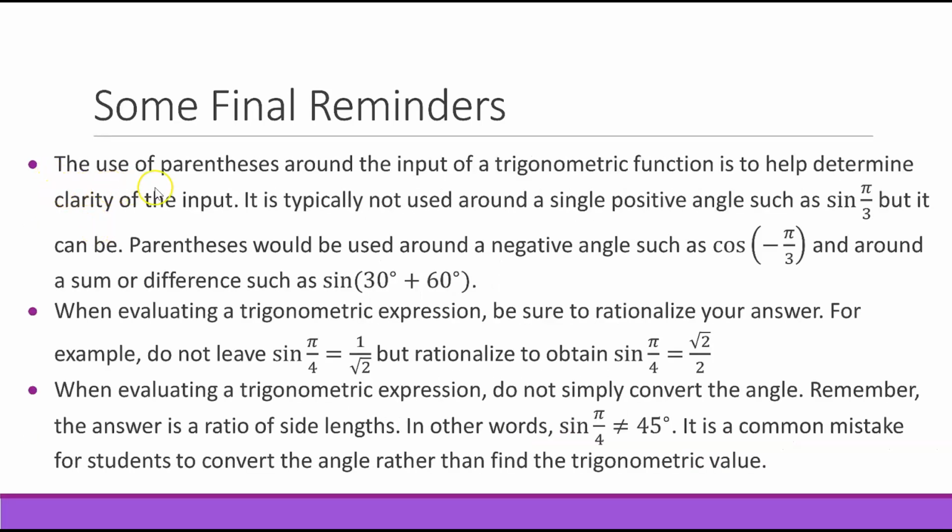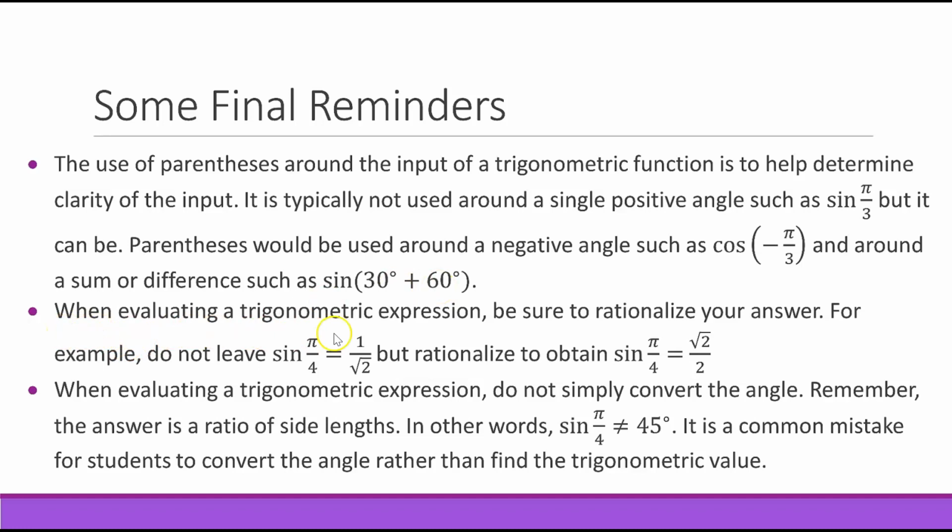The next one, the use of parentheses around the input of a trigonometric function is to help determine the clarity of the input. So it's not typically used around a single positive angle, such as sine of pi over 3. We don't typically use parentheses here, but it can be. Parentheses would be used around a negative angle, such as cosine of negative pi over 3, and around a sum or a difference, such as sine of the quantity 30 degrees plus 60 degrees.